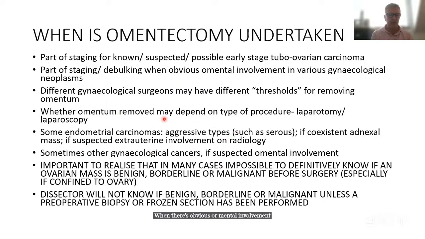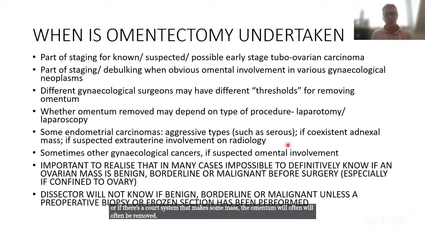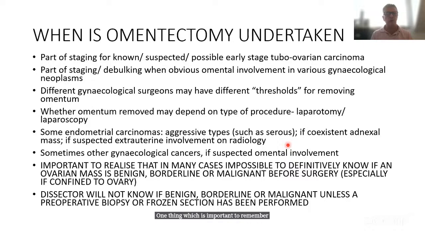In some endometrial cancers, especially aggressive types such as serous, or if there's a coexistent adnexal mass, the omentum will often be removed. One thing which is important to remember when we're talking about ovarian masses is that very often when an ovarian mass has been removed, it's really impossible to know definitively preoperatively whether this is going to be benign, borderline, or malignant. The radiology can give you some indication, but if the mass is confined to the ovary, it may be very difficult to know if it's benign, borderline, or malignant.